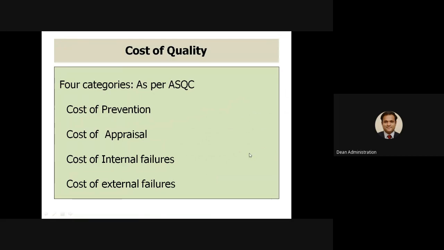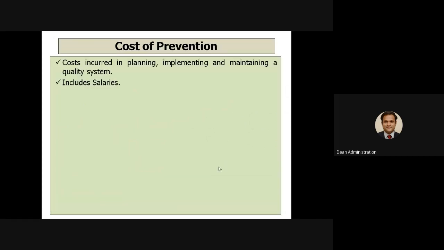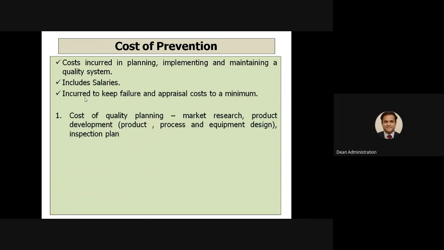Now, what is cost of prevention? That means you design robustly so that things don't fall apart once they have been manufactured. Right? Cost of prevention is the cost incurred in planning, implementation, and maintenance of a quality system, incurred to keep failure and appraisal cost to a minimum.